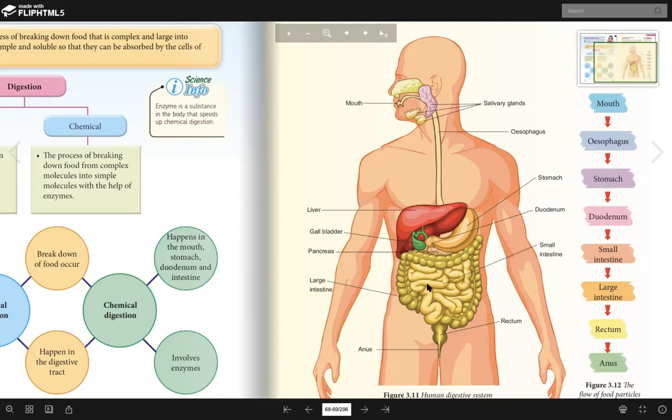Okay. And after that, it will go to the large intestine. Yang besar ni. Okay, and finally, not finally, it will go to the rectum first. Okay, so basically, when here, there is no more food. They are just feces. Okay, najis saja yang dekat sini.